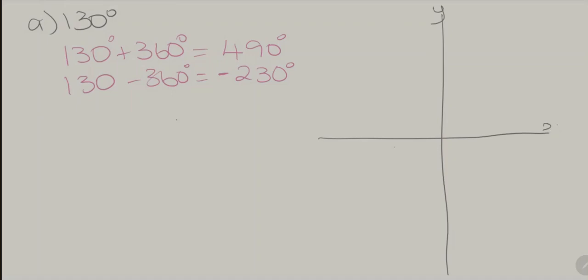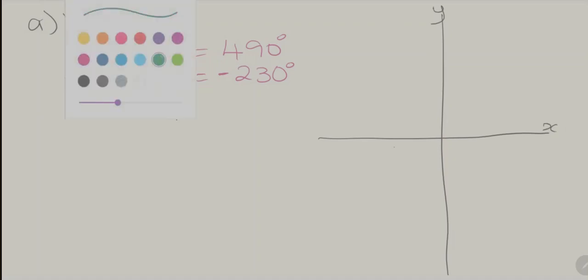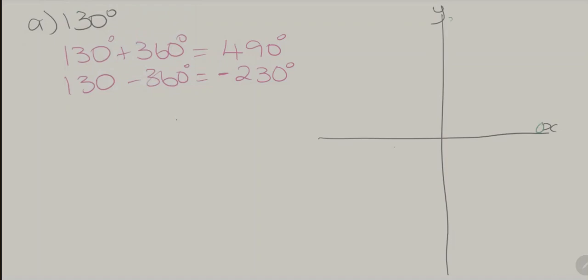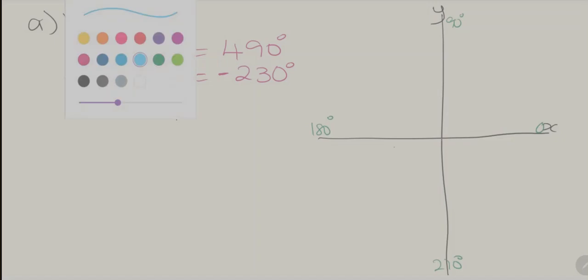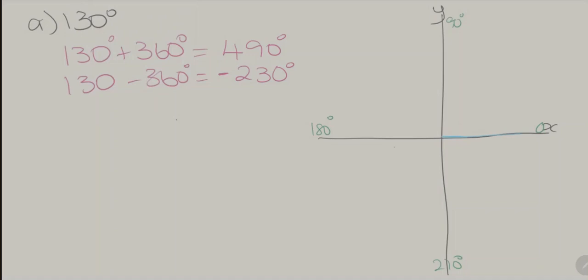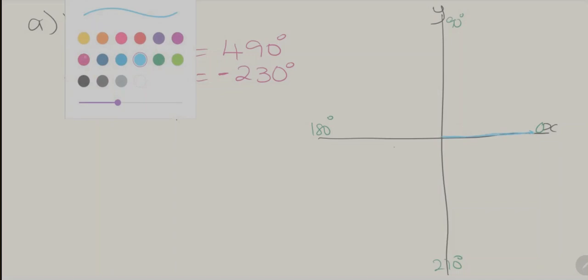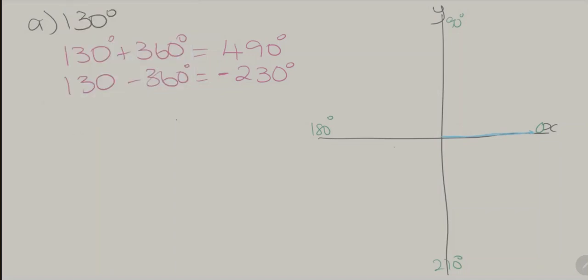So y and x, and we'll label 0, 90, 180, 270. So our angle is going to start here. Draw that. Okay, so it's going to start off on the initial ray. Let's see what we need to do. So we got 490. So that's 360 plus another 130 degrees.